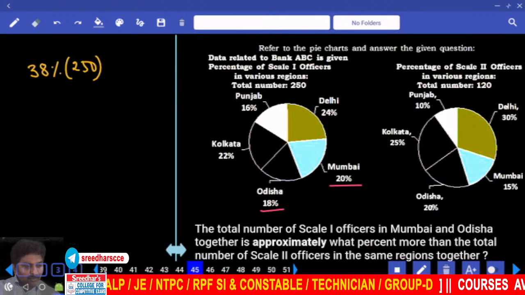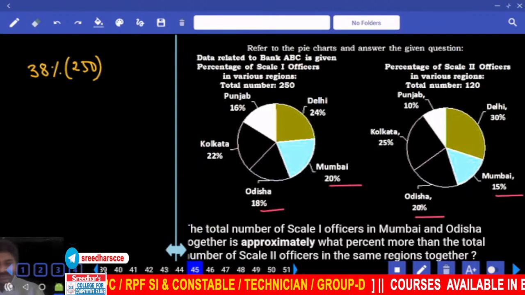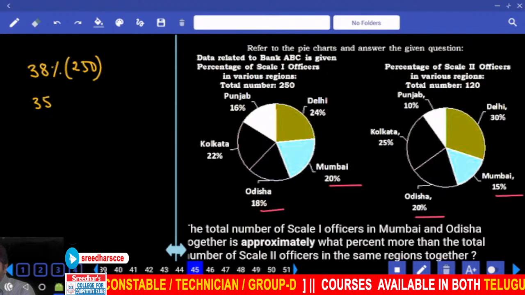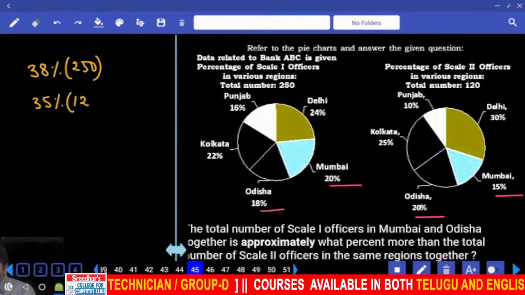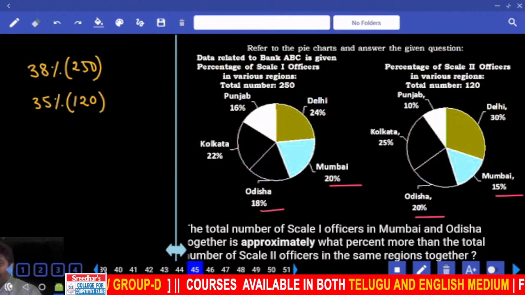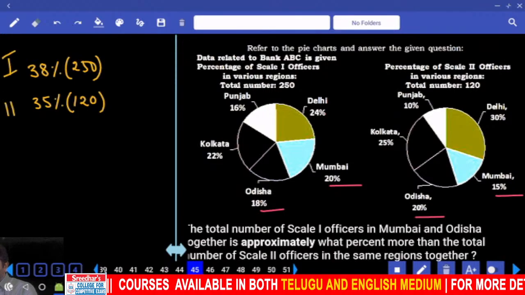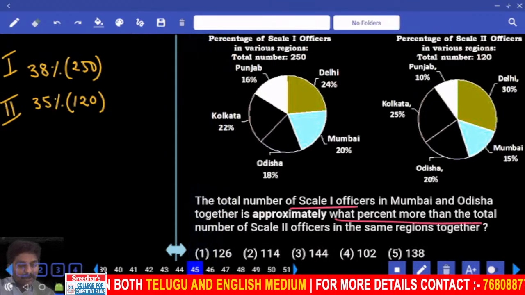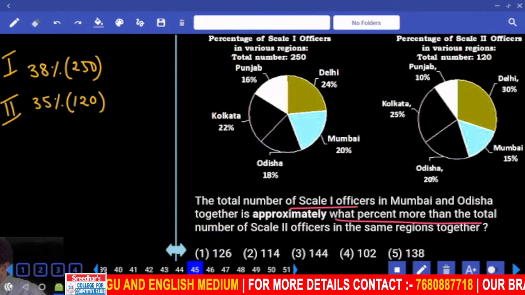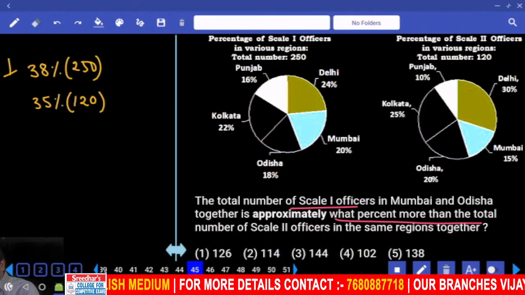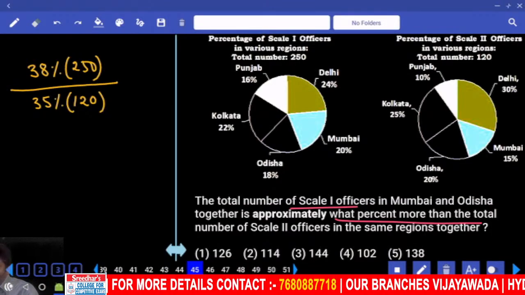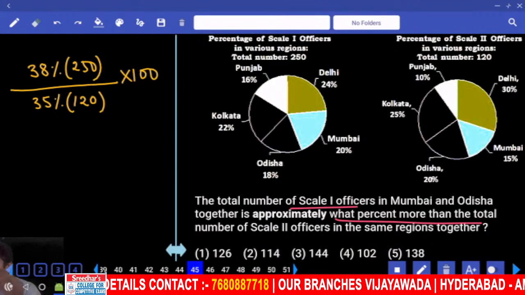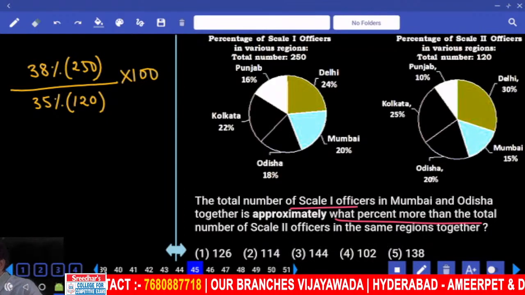And then Mumbai, Odisha scale 2 officers, 35% calculated on 120. These are scale 1 and these are scale 2. Question is about scale 1 officers are what percentage more than scale 2, correct? Let us first identify scale 1 officers are what percentage. Percentage more, we can do it later.